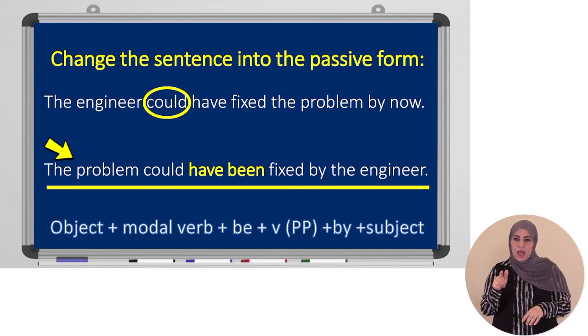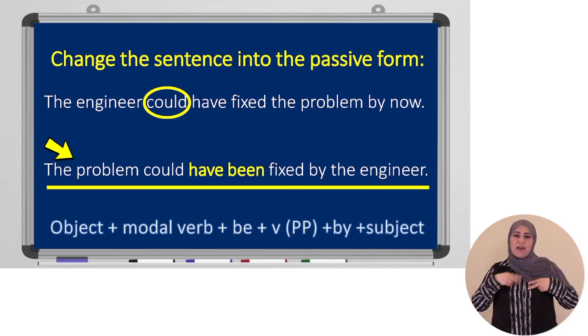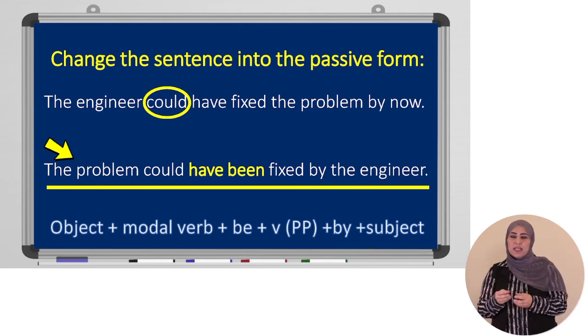See, we look at the verb. The tense of the verb is really important. We simply write it down. The problem could have been fixed by the engineer. And now, one more question.